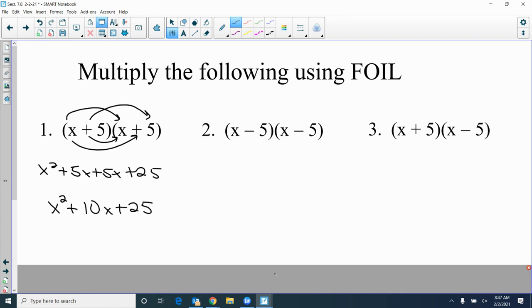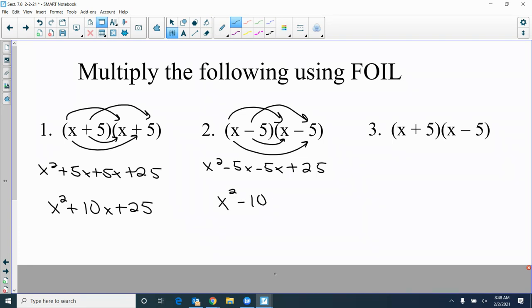Am I going to get the exact same answer for number 2? You are not. You're going to get close. X times X is X squared. X times negative 5 is minus 5X. I get another minus 5X, but what's negative 5 times negative 5? Colin? 25. What's my final answer, Colin? X squared minus 10x plus 25. We get a minus 10x instead of a plus 10x, but we still get a 10x.